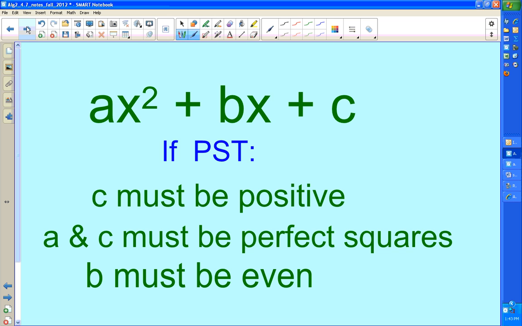AX squared plus BX plus C. Some basic things before you even maybe try the square root and square root. First of all, if C is not positive, it can't be a PST.